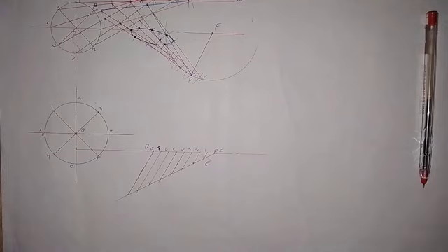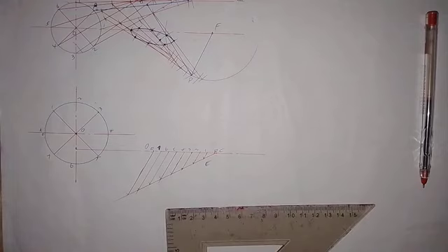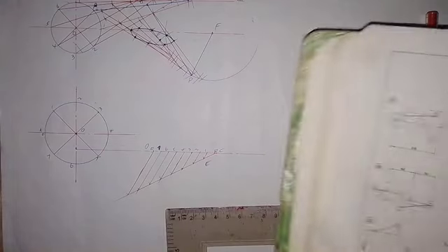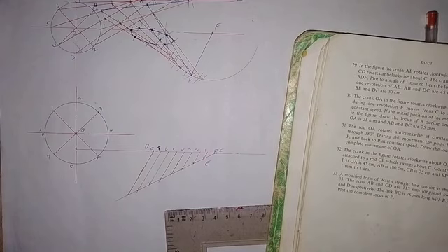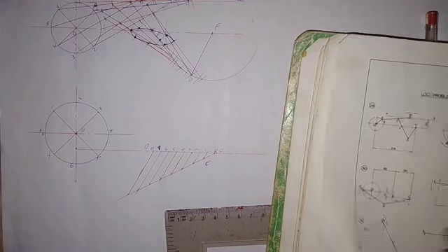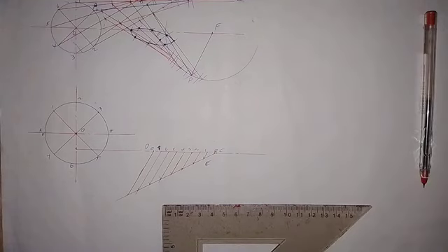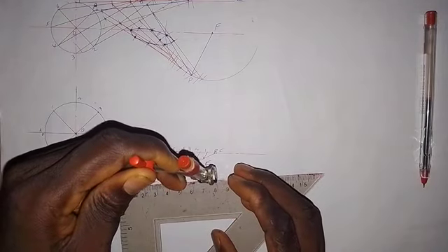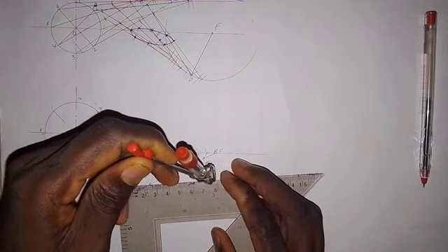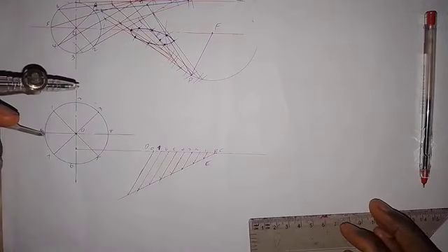Now we want to locate point B as we have in the question. We are told in the question that AB and CB, AB and BC, is 75 millimeters. Just take a measurement of 75 millimeters here. So this is 75 millimeters here. So we put it at this point.